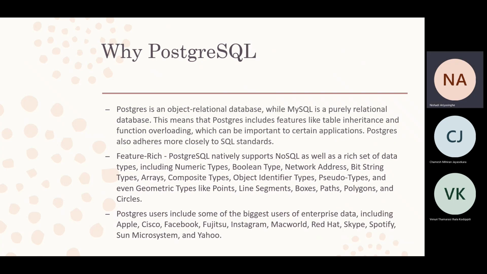So why do we use PostgreSQL? It is basically an object relational database. MySQL is purely a relational database. So in PostgreSQL, we are handling things as objects, right? We are handling things as objects. This means that PostgreSQL includes features like table inheritance and function overloading, which can be important to certain applications. PostgreSQL also adheres more closely to SQL standards. So it is pretty similar to SQL. The standards are quite the same.